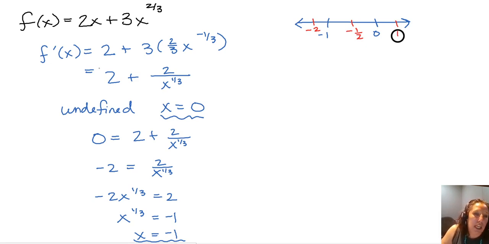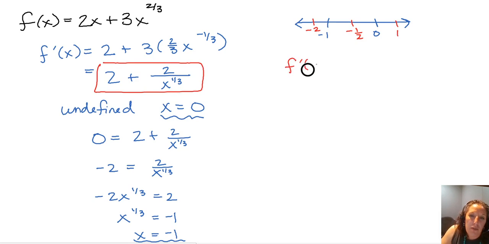Now we are plugging into our first derivative here. So f prime of negative 2, if we plug in a negative 2 there, we are going to see that this is a positive number. So that means it's increasing.